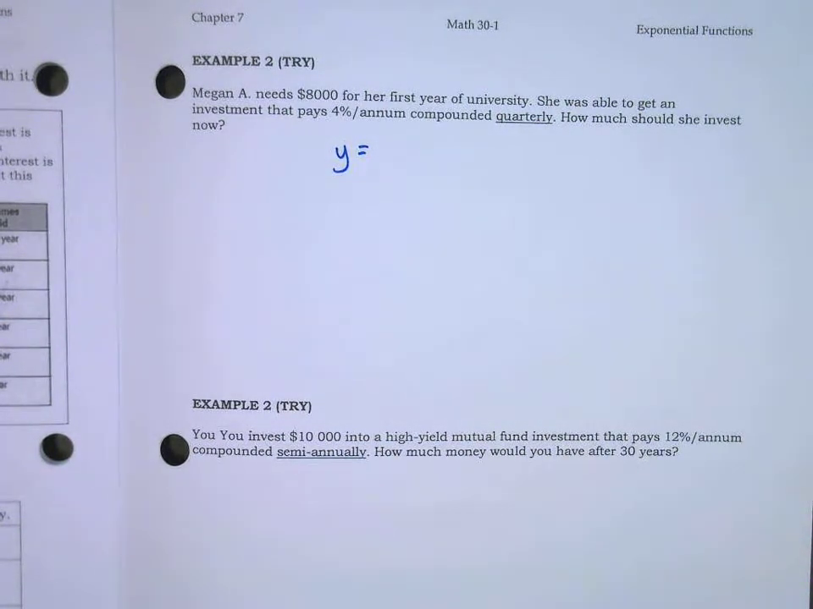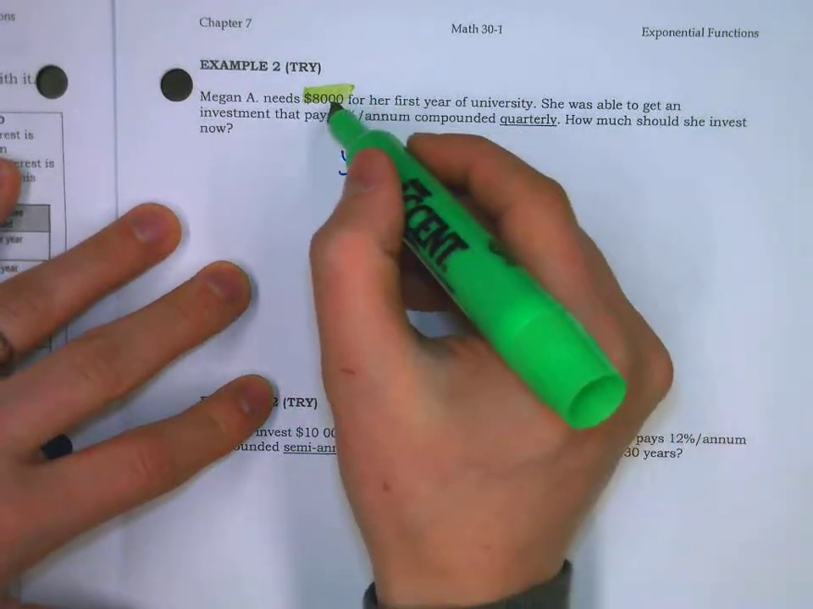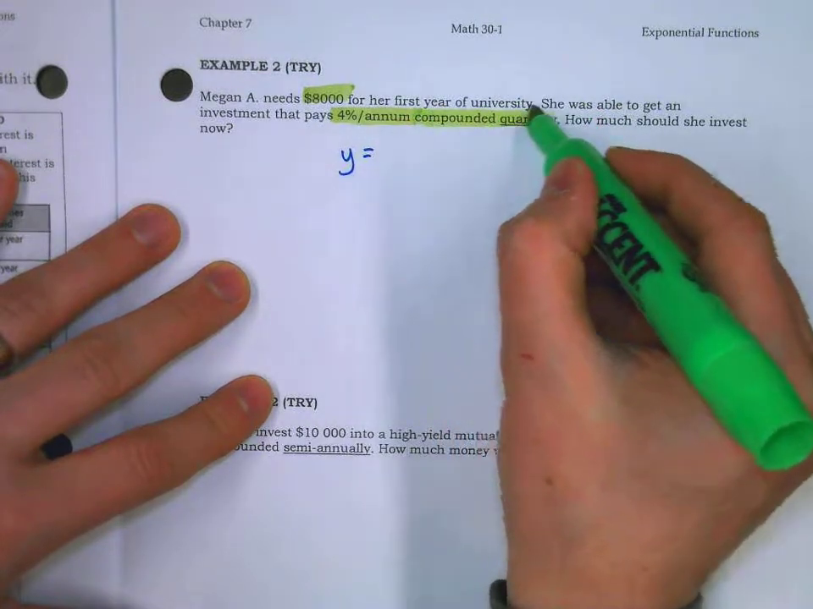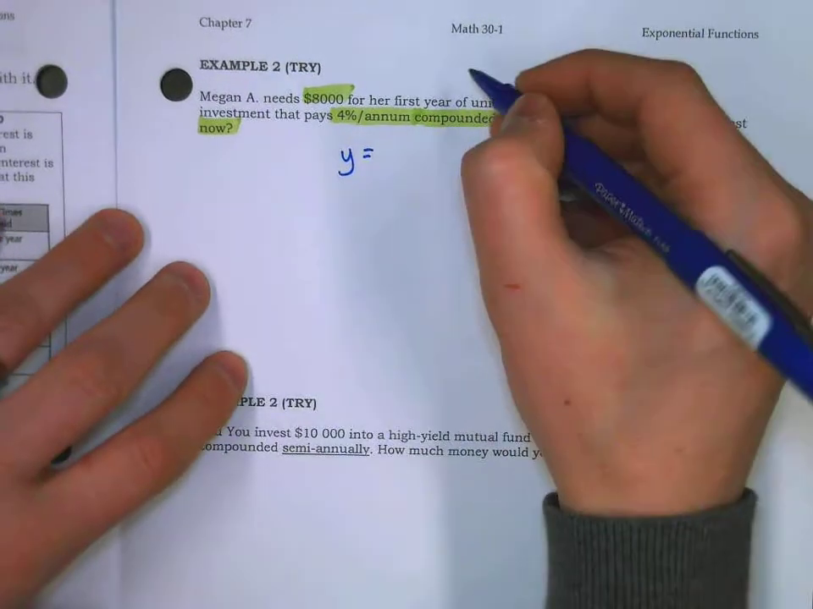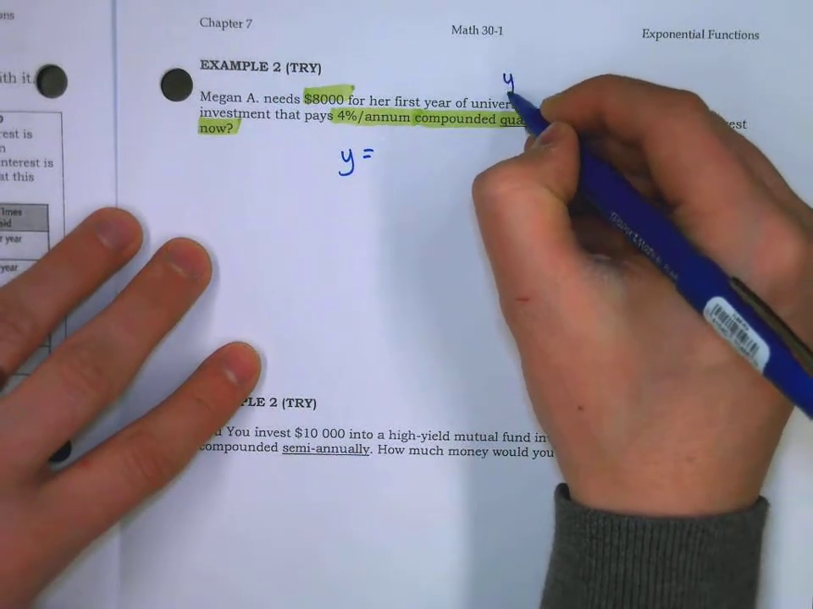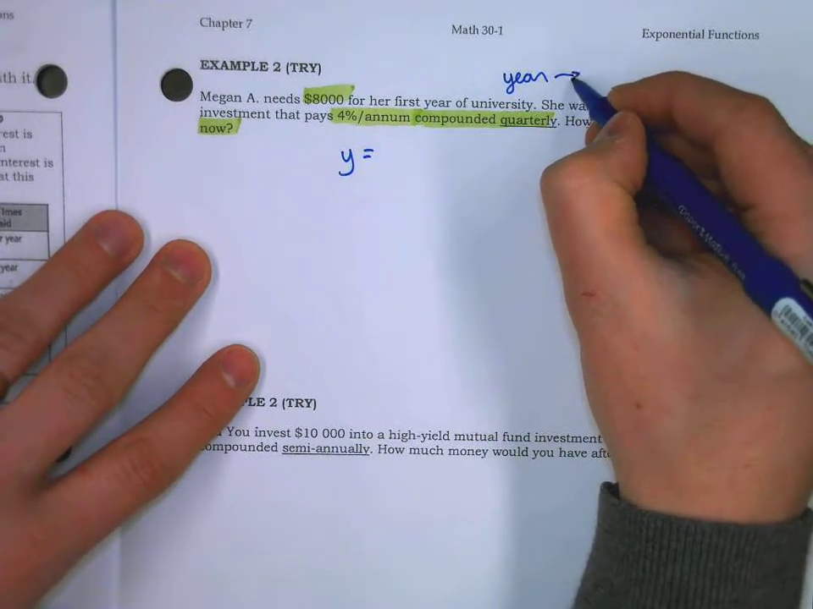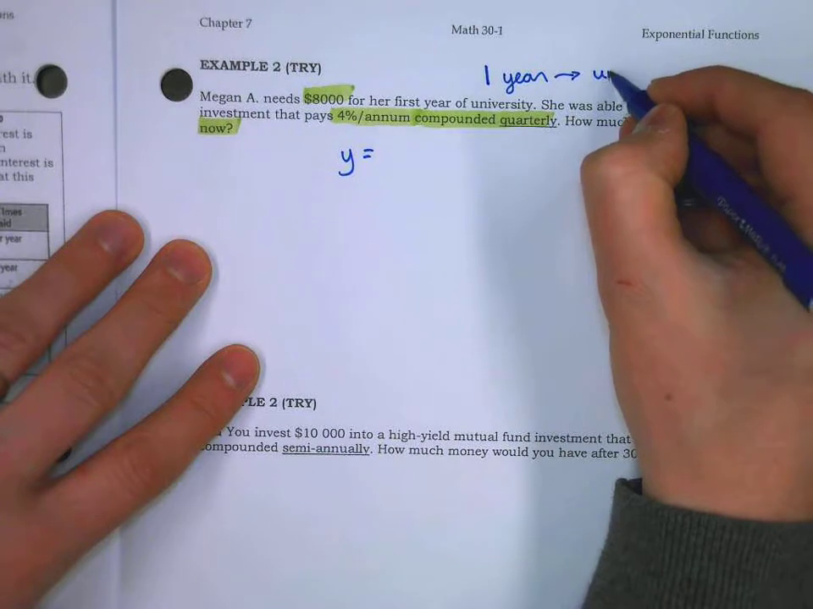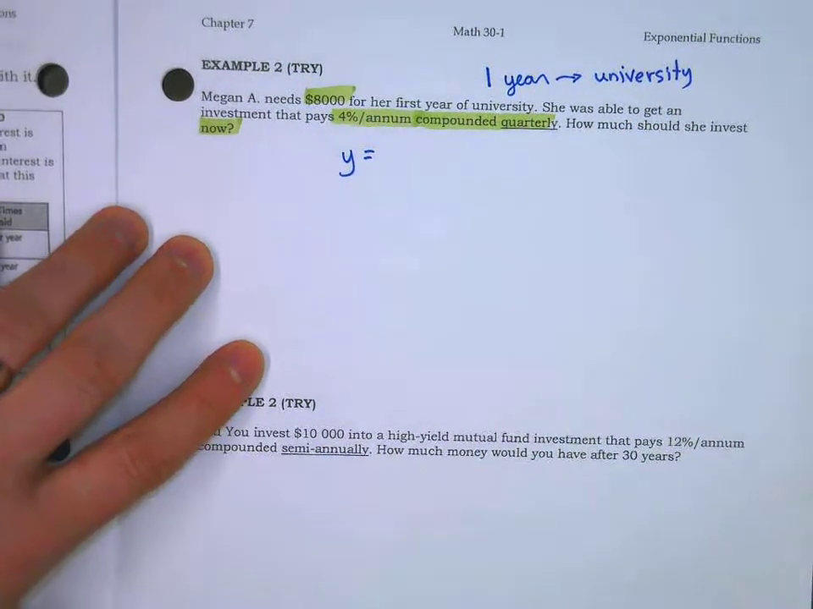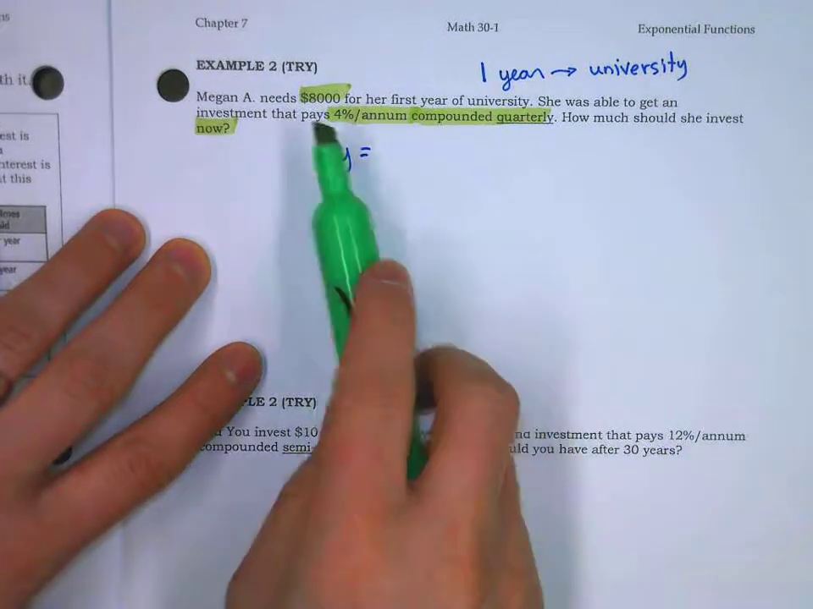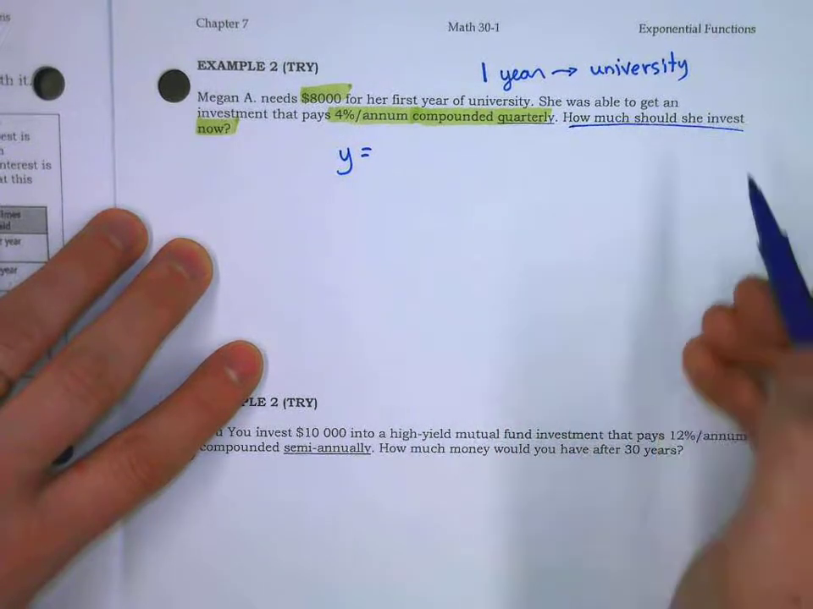So Megan needs $8,000 for her first year of university. She was able to get an investment that pays 4% per year, compounded quarterly. How much should she invest now? So many of us are grade 12 students, so we're going to say that from now, you have 1 year until you're in university. So we're going to make this question a 1 year timeline, which is not a lot of time to make your $8,000. So how much should she invest now?